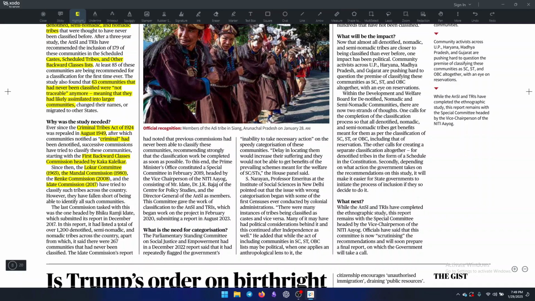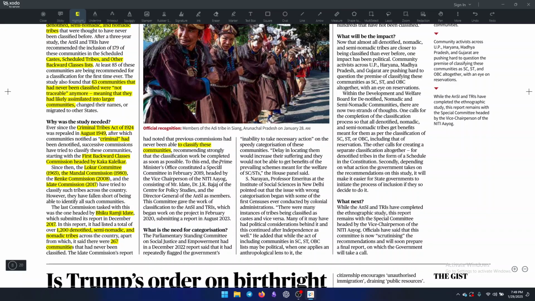The last commission tasked with this was one headed by Bhikuji Ramji Idate, which submitted its report in December 2017. In its report, it had listed a total of 1,200 denotified, semi-nomadic and nomadic tribes across the country, apart from which it said there were 267 communities that had been classified. The Idate Commission's report has noted that previous commissions had never been able to classify these communities, recommending strongly that the classification be completed as soon as possible.